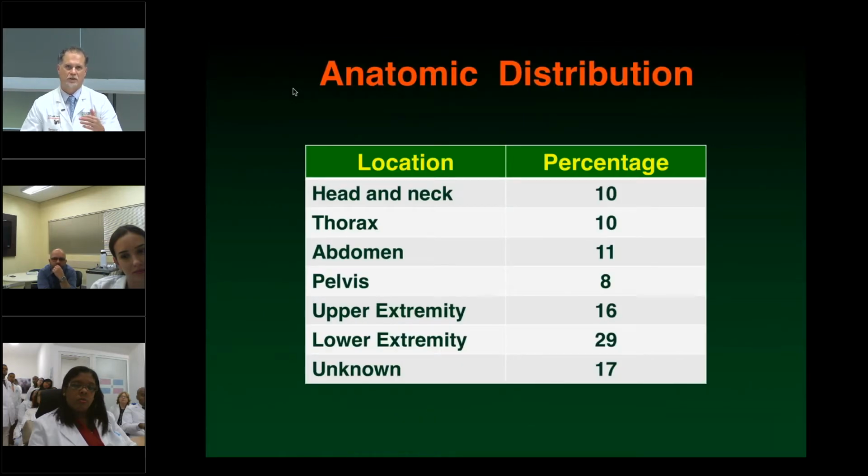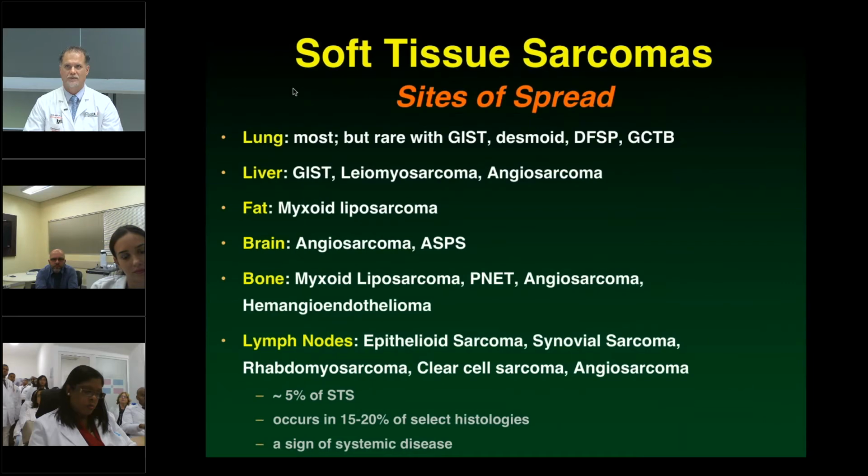So sarcomas are different than the anatomic types of cancer like breast cancer, colon cancer, because sarcomas can occur essentially throughout the body. So the most common location is the upper extremity, lower extremity. Second most common locations are the abdomen, followed by pelvis, head and neck, and other sites. Sarcomas are also different in their anatomic metastatic pattern.